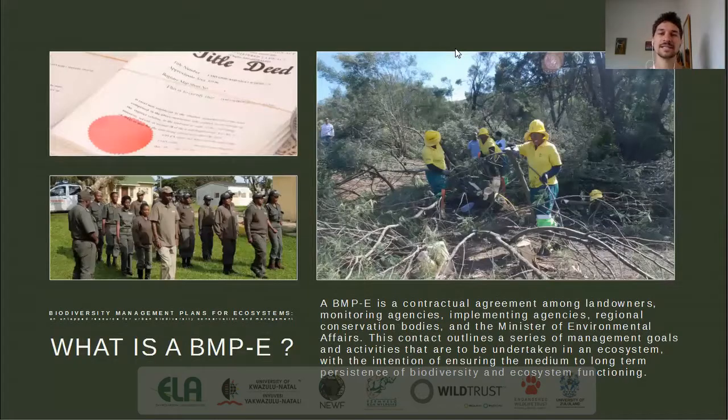So basically, a BMP-E is a contractual agreement between landowners and national governments that stipulates a series of specific management activities and a management timeline for an ecosystem. In the contract, a number of implementing agents and monitoring agents are identified, and they are the ones responsible for actually doing the biodiversity management actions.